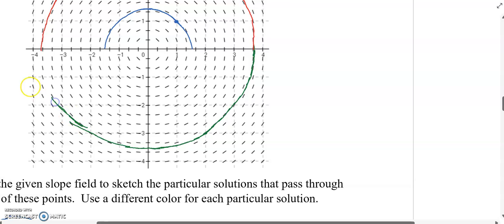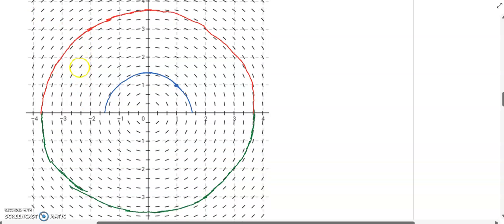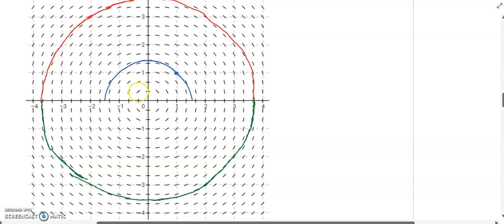I'm doing my best to draw a nice circle, but my drawing pad is not allowing me to. There we go. That's good enough. So the red would be the solution curve that goes through the point (-2, 3), and the green would be the solution curve that goes through the point (2, -3), and they are the same circle. There's just the bottom half and the top half.